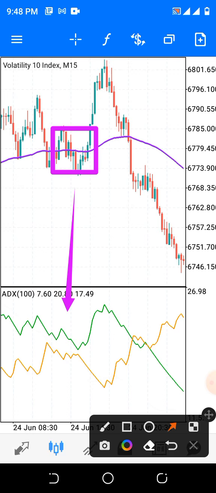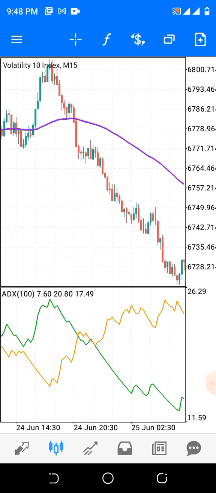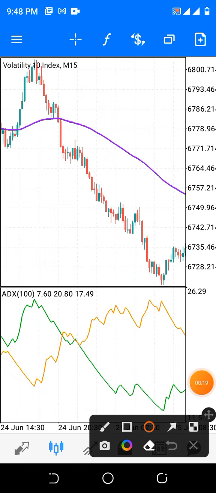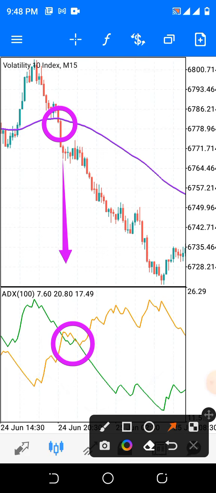So we proceed. Now watch again. Here is a crossing, and if you watch here, there is a simultaneous crossing. So you take your sell position, as easy as that.